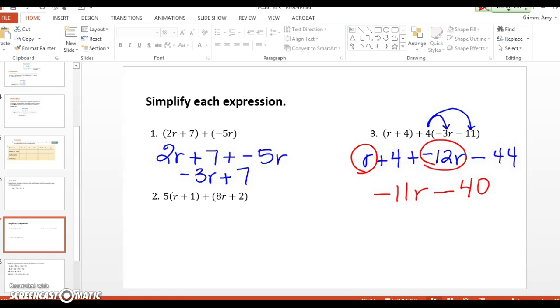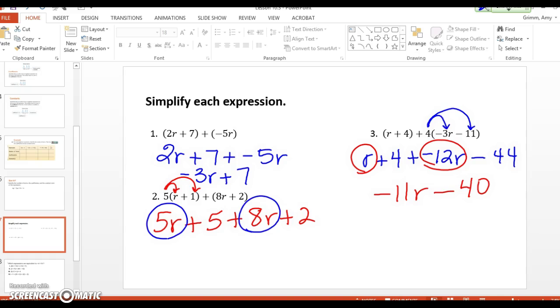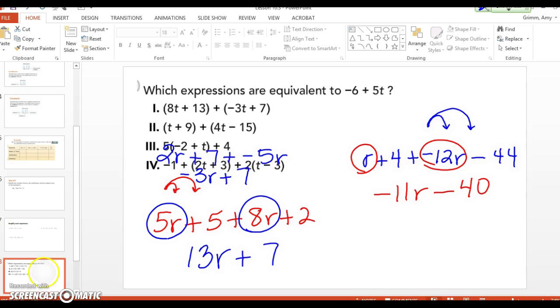All right, next one, what do I have to do? Distribute, and I need to distribute the 5. So I'm going to take 5 times r, which is 5r, plus 5 times 1, which is 5, plus, really there's no reason for this second one to have parentheses because there's nothing being distributed there. Now I can go ahead and combine like terms. So I have a 5r and an 8r. So 5 and 8 is going to be 13r. And then I can combine my 5 and 2 and make 7. Go ahead and work that next slide, and we'll make sure that you feel comfortable with that, and then we'll do some whiteboard practice.